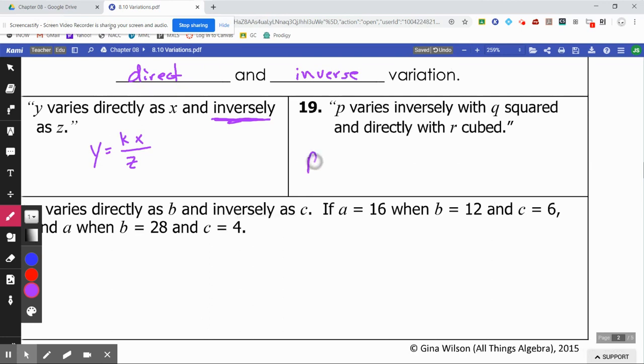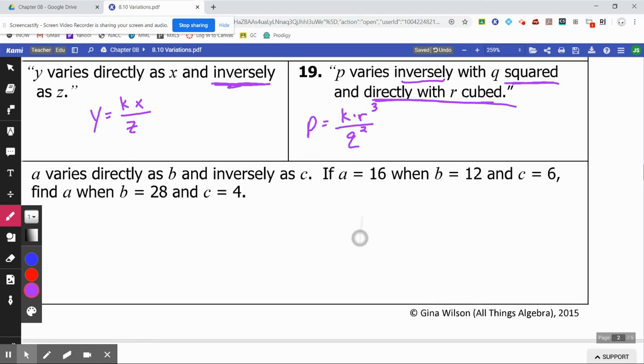P varies inversely with Q and directly with R cubed. So you have it varying directly. I'm going to do the direct first, directly with R cubed, like that, and then inversely as Q. So there's your scenario. And that was actually supposed to be Q squared. It varies inversely, so we're going to divide by Q squared. We're going to multiply by R cubed. Pretty much is what it's saying. Directly, we're multiplying. Inversely, we're dividing.